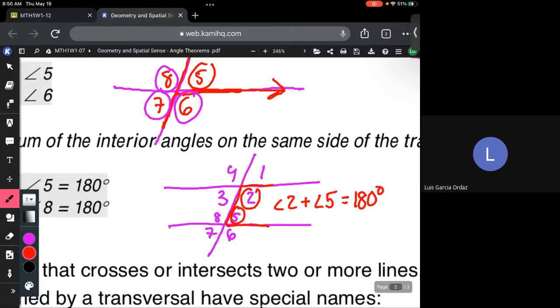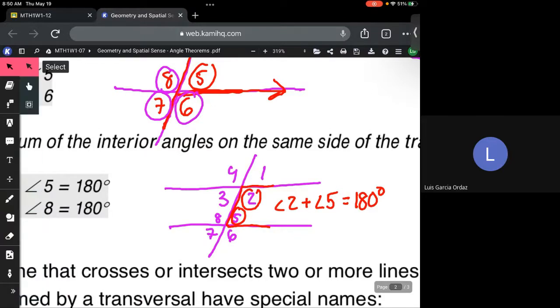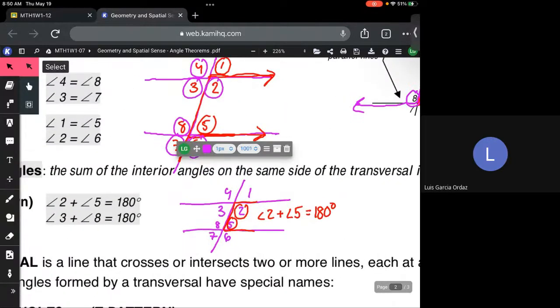So are you just... Pardon? Well, no, I'm just labeling. I have to assign them the degrees, right? They're not in degrees.